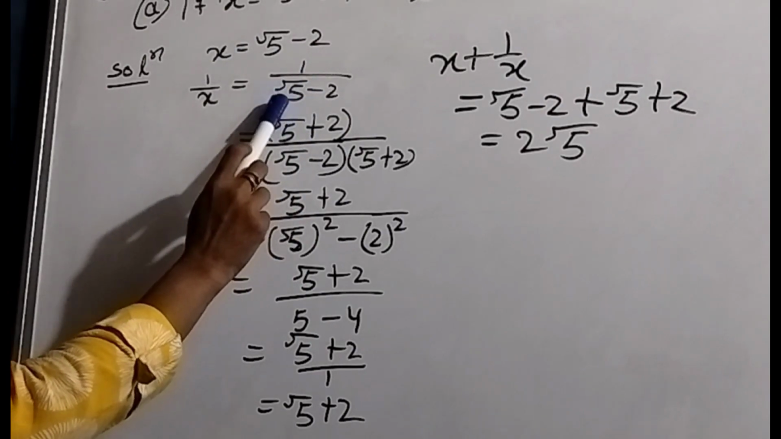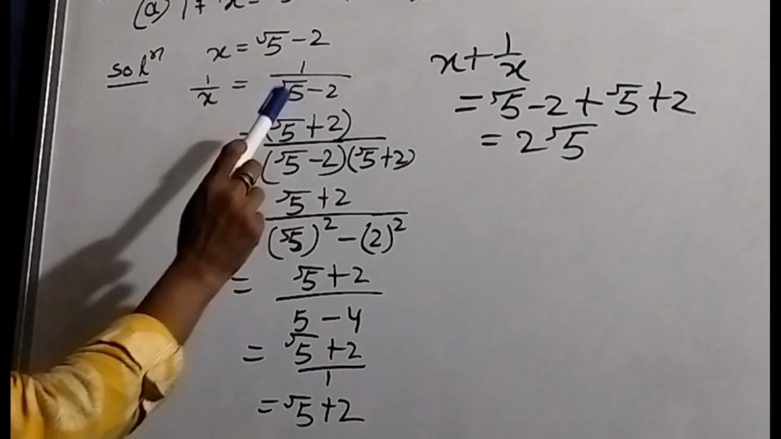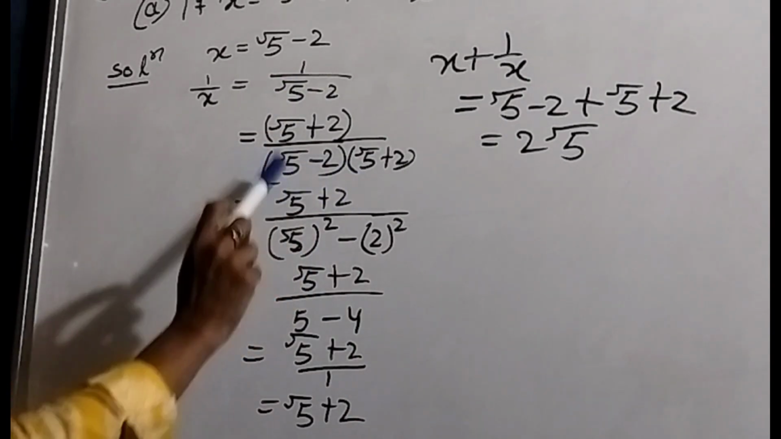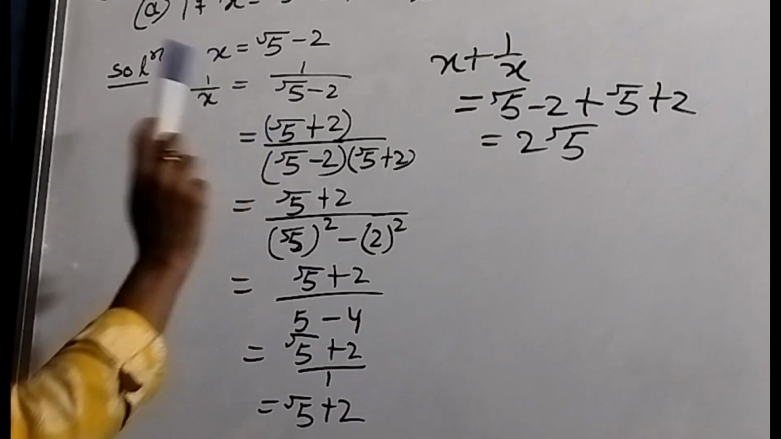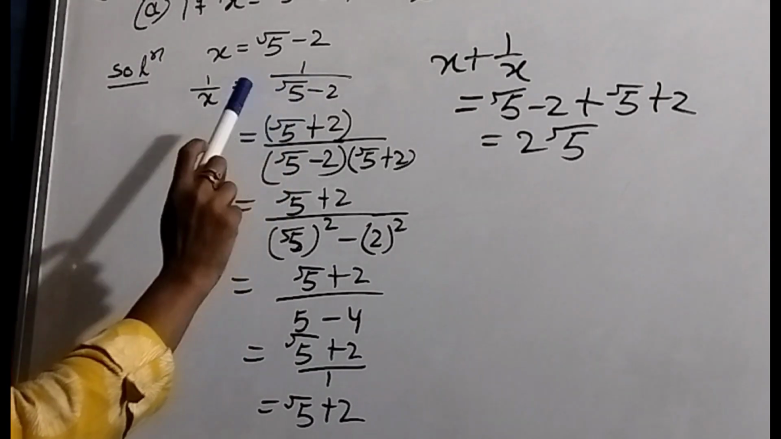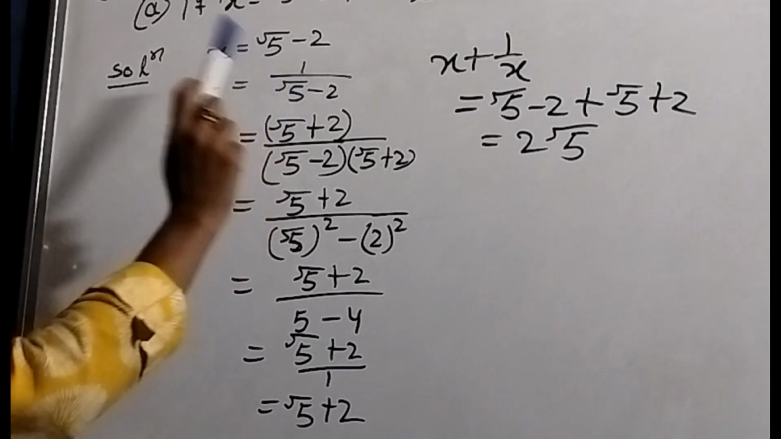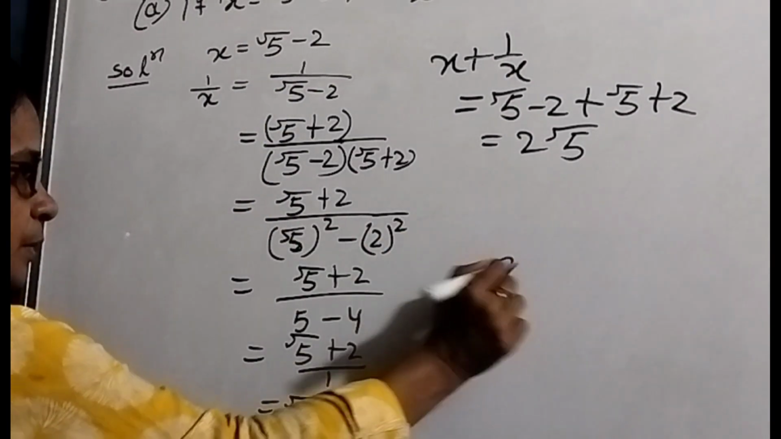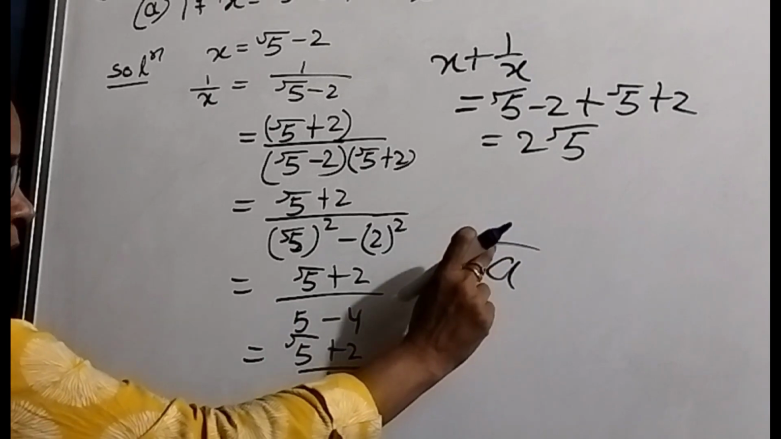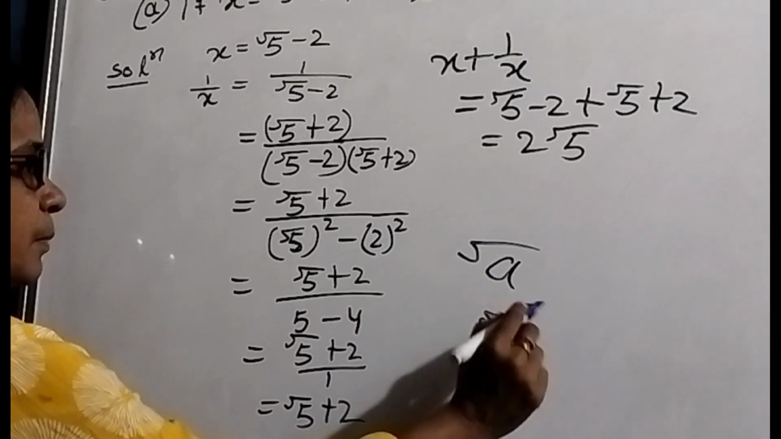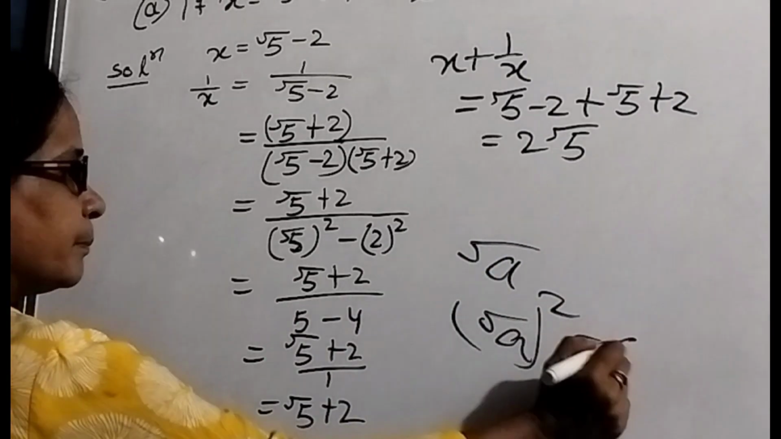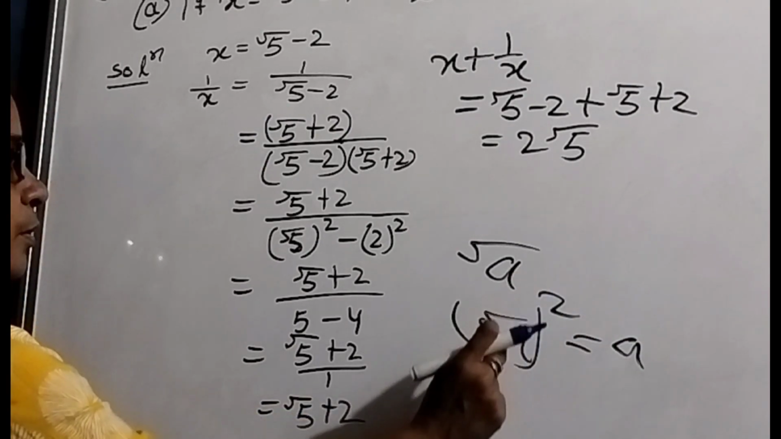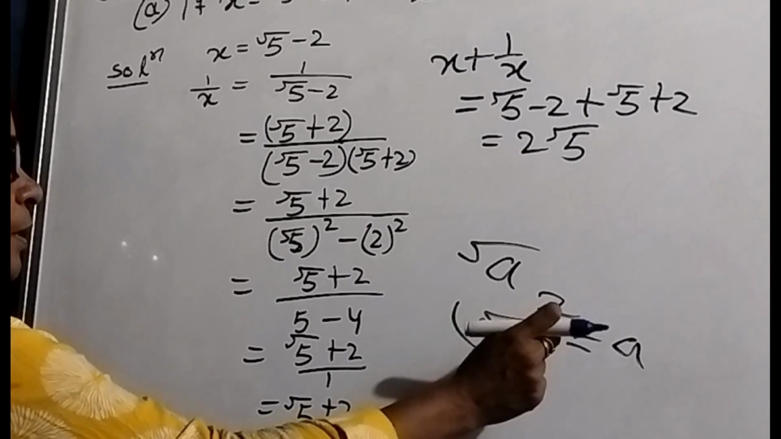Now this is your root 5. Rationalize means in the denominator there is no root over. So to clear this root over, you have to multiply. How can you cancel a root over? If this is your root a, root a power 2 equal to a. Root over will be cancelled if there is a square. So root a power 2 is your a.